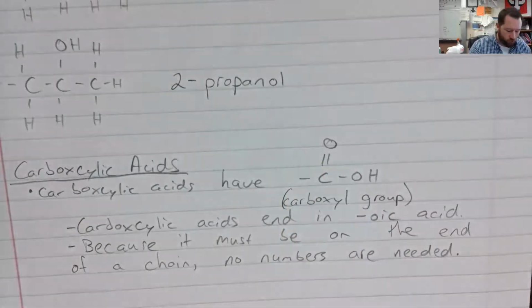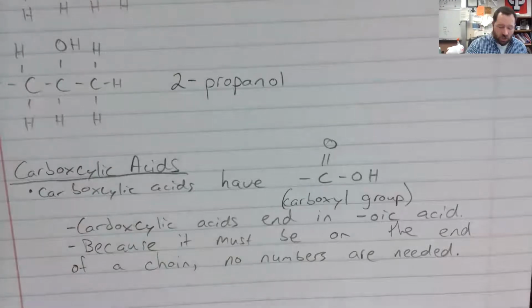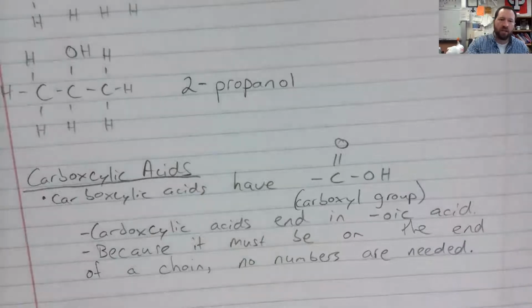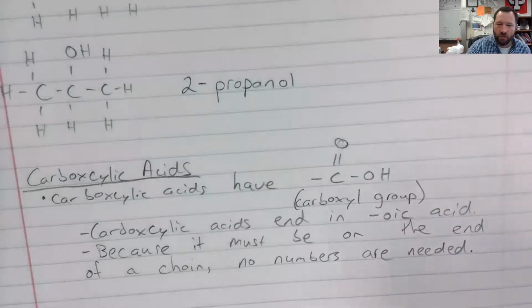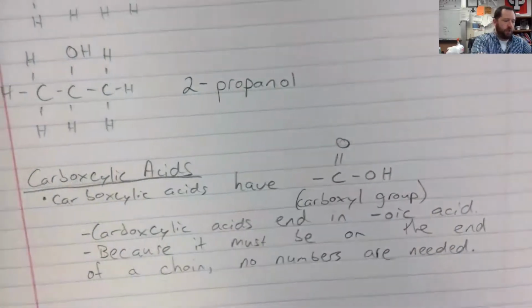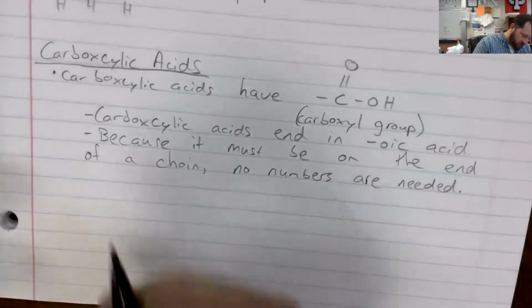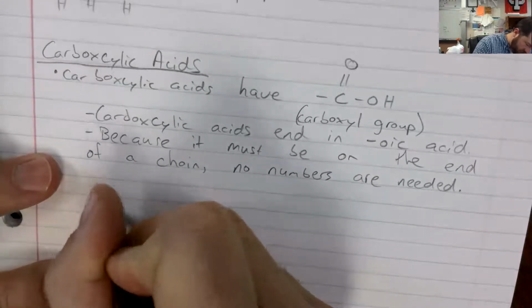This carbon has all 4 bonds. So because it must be the end of the chain, we don't need to add numbers. It's going to have to be number 1. And anyone else who knows what carboxylic acids are knows that it must be number 1. So we don't have to put numbers. In fact, we shouldn't put numbers. It's redundant to put that number 1. So let's take a look at a couple examples of carboxylic acids.